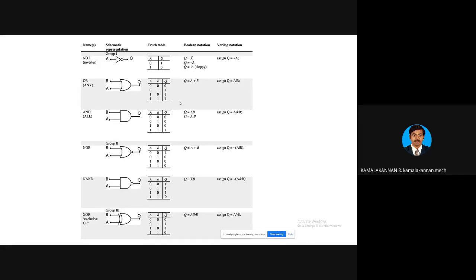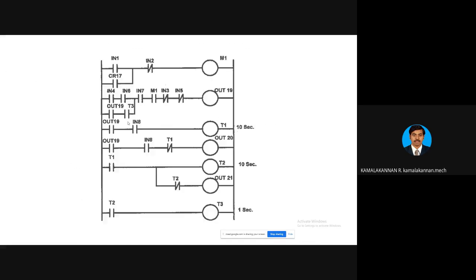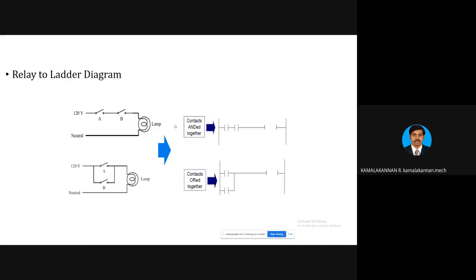Next one is how to draw the relay ladder diagram. See here, this is the neutral, and you have switch A and switch B connected to the lamp. The lamp lights only when both A and B are closed. That is equal to the condition of the AND gate. So it can be drawn here in such a way.